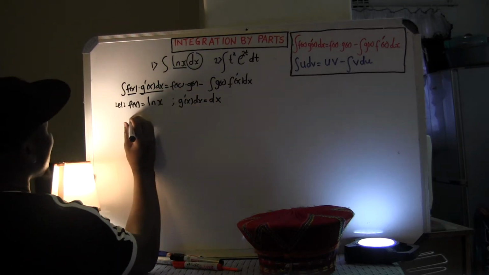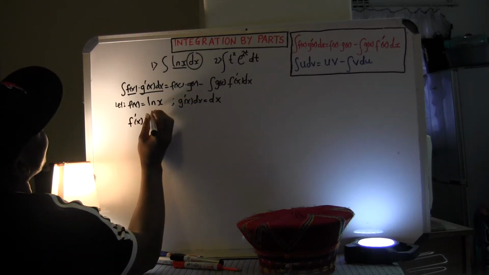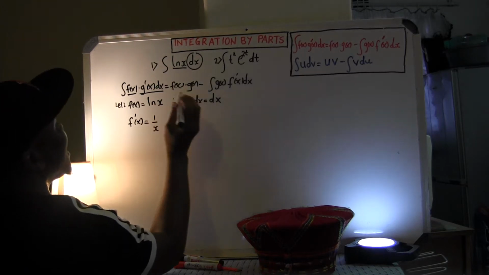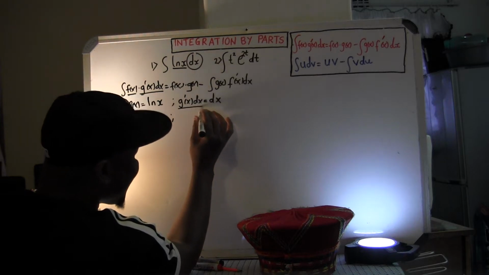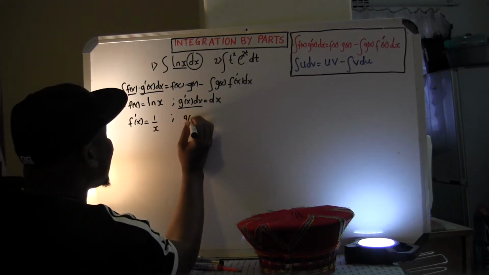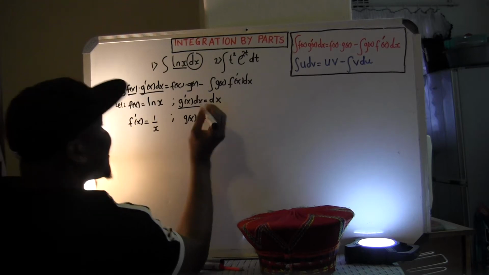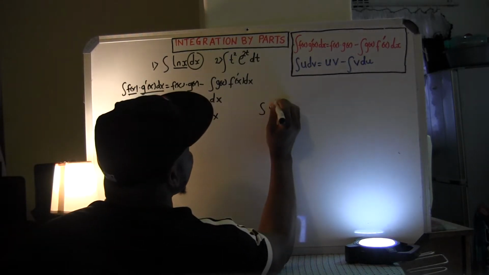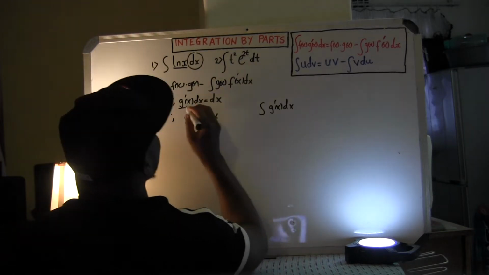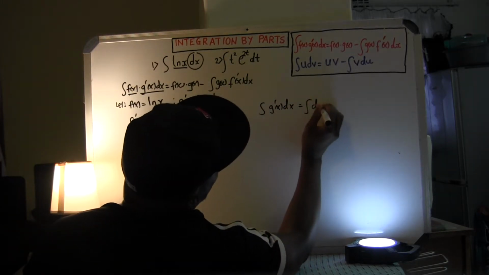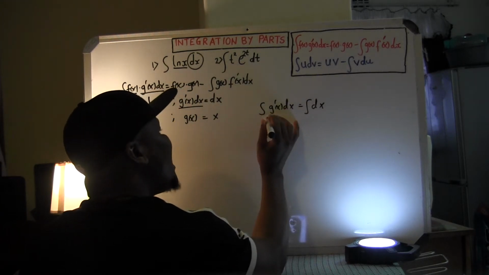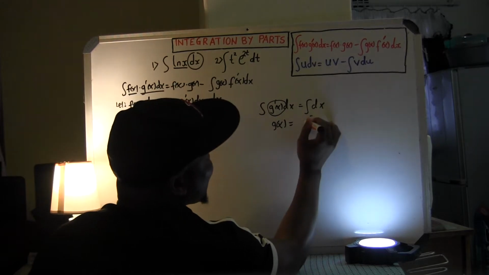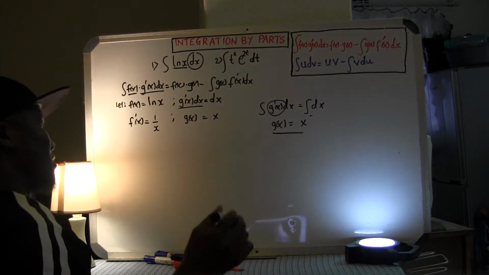When you differentiate ln of x, this gives us f prime, which is 1 over x. And when you integrate g prime dx, it gives you g of x, and this is going to be x. How? Let's check quickly: if I integrate g prime dx, meaning I integrate dx, if you integrate g prime it gives you g of x, and when you integrate dx it gives you x. That's how I got this.